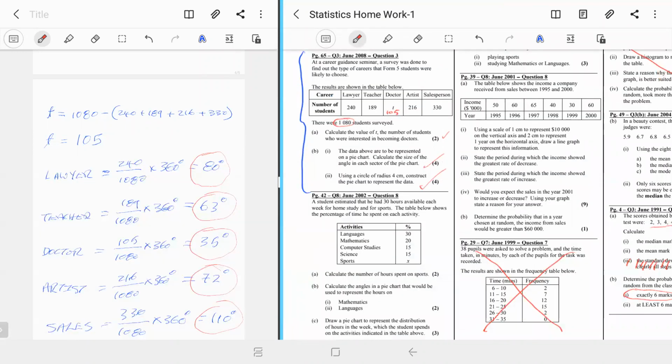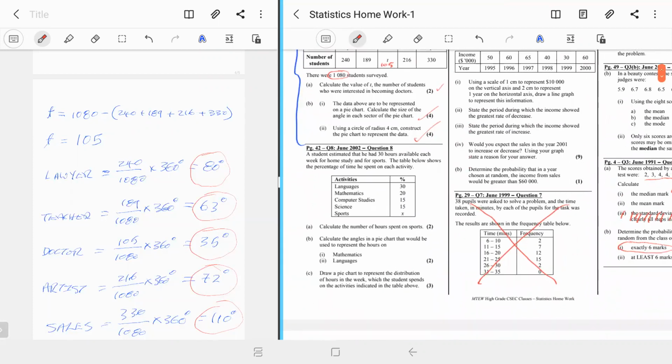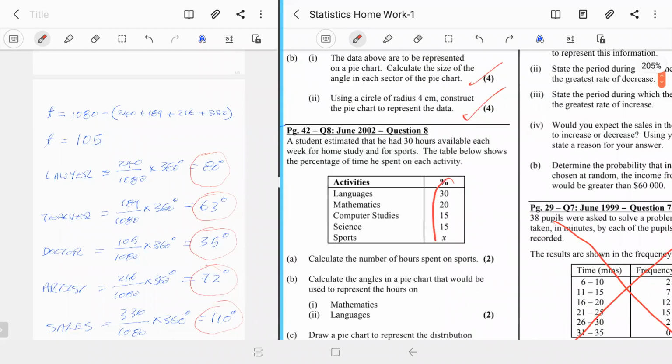All right, so this question down here is asking you for a pie chart as well, I think. It's a similar kind of process, just that now they give the measurements in percentage, not in degrees.